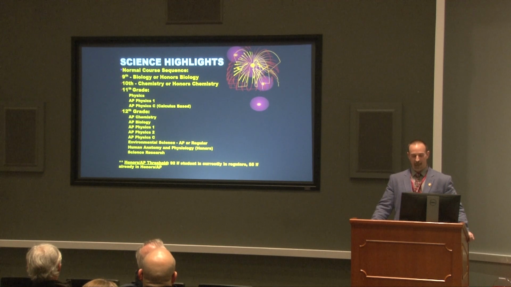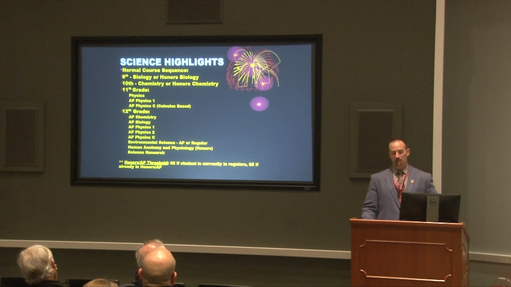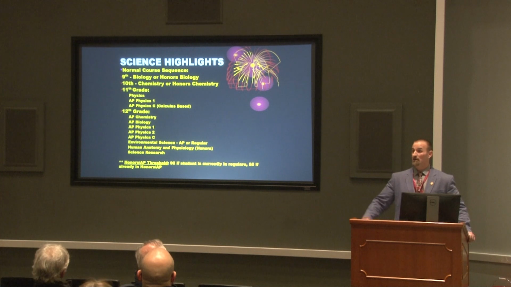And then the last class that's up there is Human Anatomy and Physiology, which is denoted as an honors course. And then, like I said, I already said it already, but that threshold of 92, if your son is currently in a regular class and is interested in moving up into honors, he needs to reach that threshold of a 92, and in order to stay in the honors AP track, he needs to maintain an 85 in the year before.